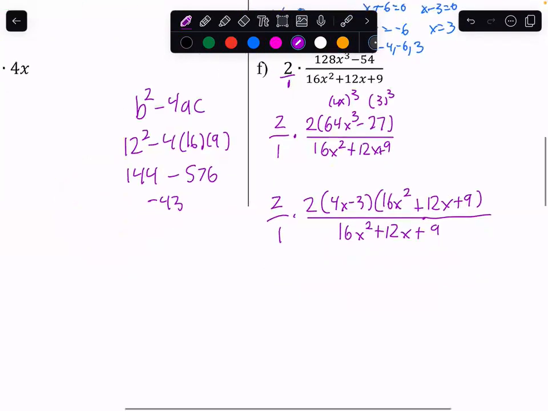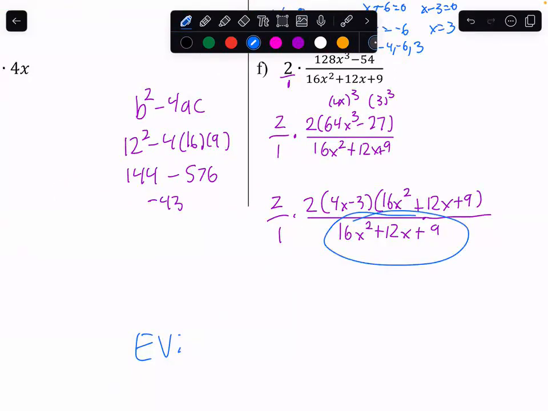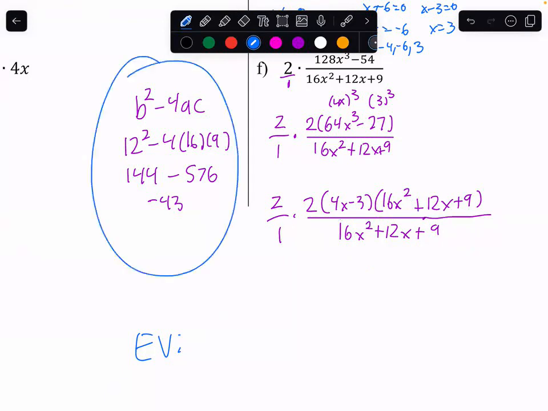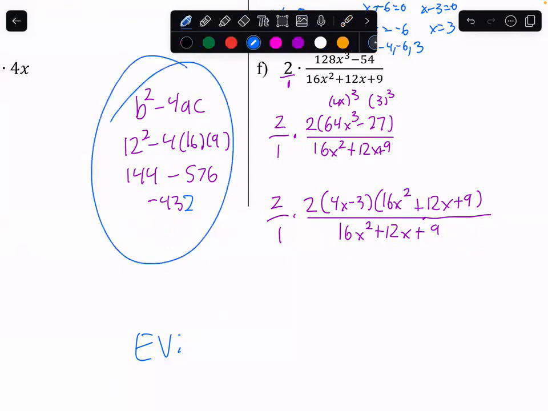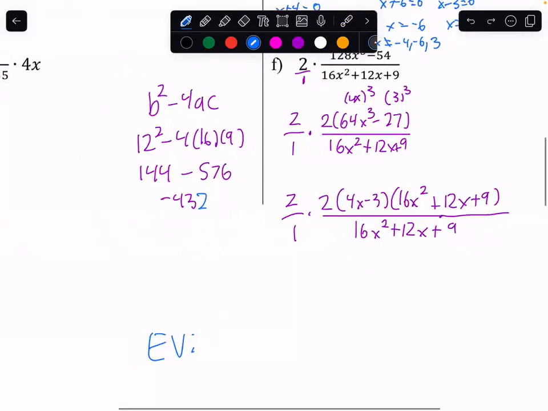Okay, so excluded values. This denominator is just a 1. There's no variable. This one, again, you could set it to equal 0 and try to solve, but that's the purpose of the discriminant, right? Sorry, I deleted this number. The fact that the discriminant is negative means that there's no roots to it. Okay, so again, this would be enough, but let me just show you to help you understand.